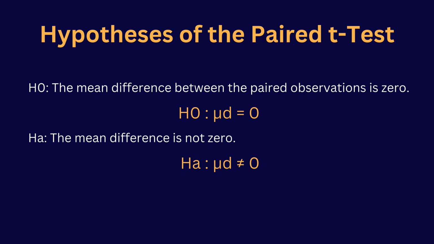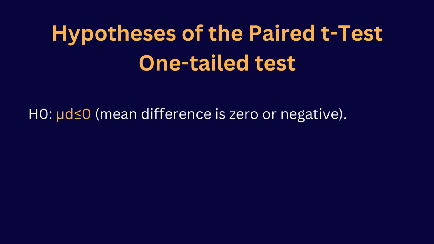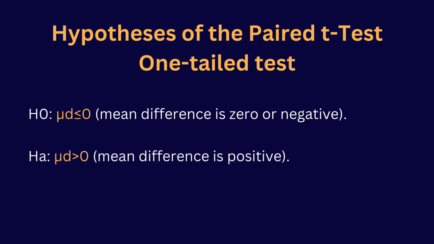If you are testing for a specific direction, you can use a one-tailed test. So these are the hypotheses for a one-tailed test. Null hypothesis: the mean difference is 0 or negative. Alternative hypothesis: the mean difference is positive.